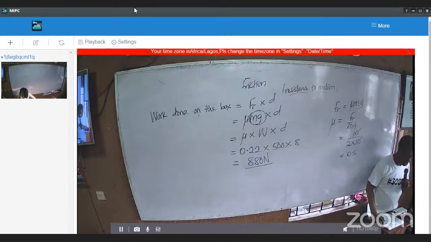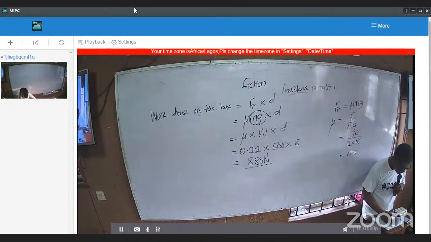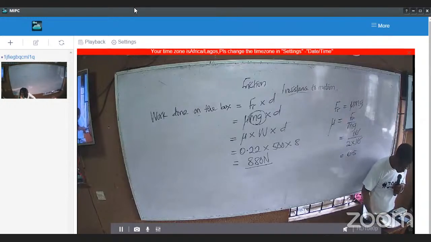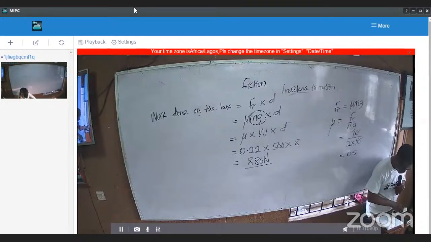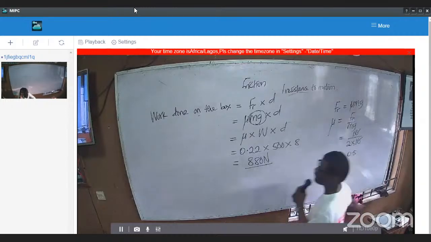Next question, let's go. Number 4. The body in the diagram below is about to slide. Calculate the coefficient of friction.